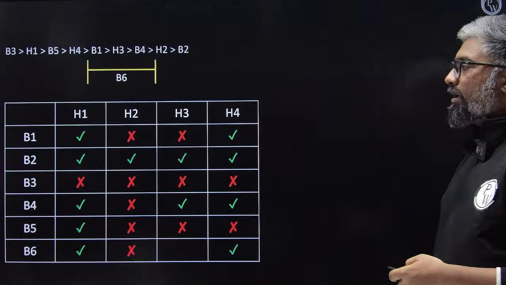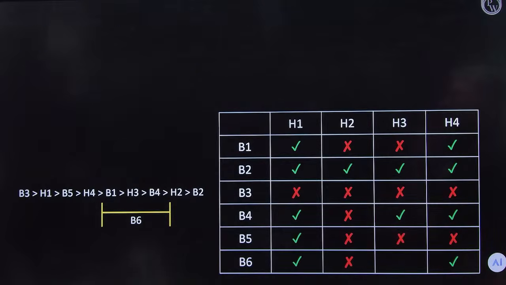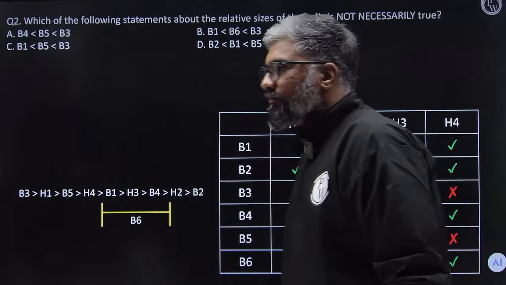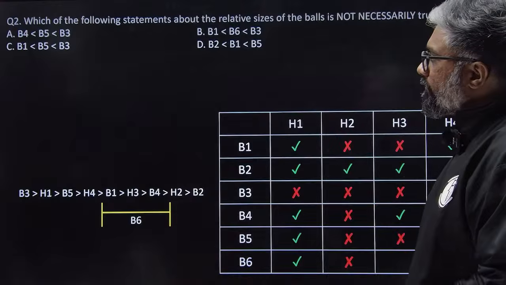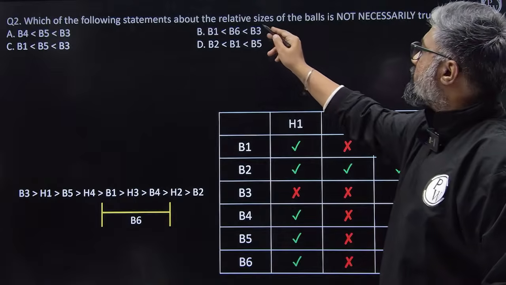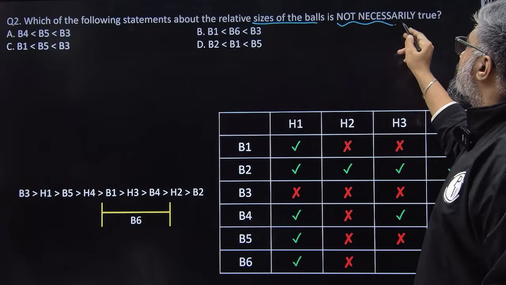Okay. Done. Let's try the second question. Can you answer this one, folks? Let's see if you can answer this. Try. Which of the following statements about the relative sizes of the balls is not necessarily true? So size of the balls is what they're asking. Not necessarily true.